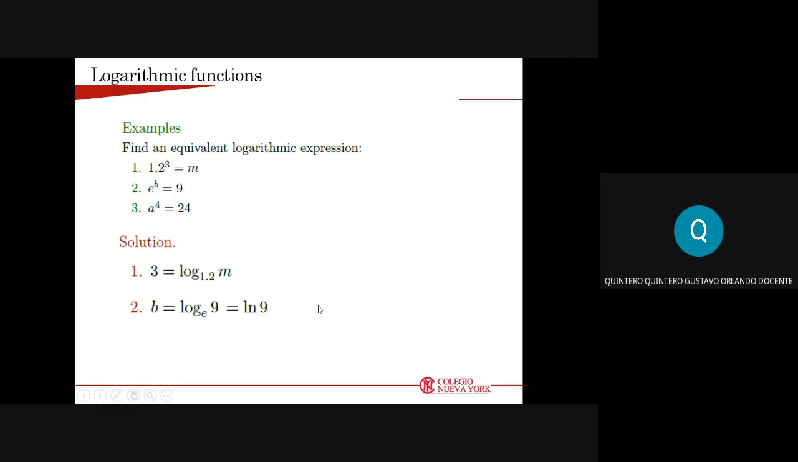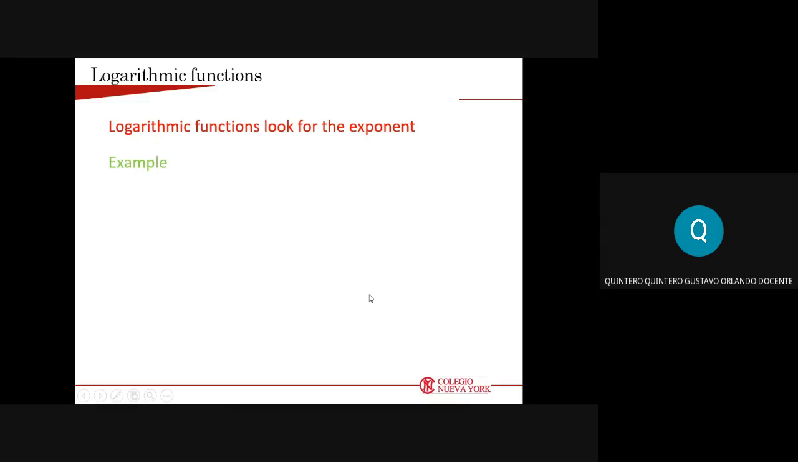All right. Last but not least, the final one, right? A elevated to the 4th power equals 24 is going to be like this. 4 equals the logarithm to the base a of 24. All right? Beautiful.